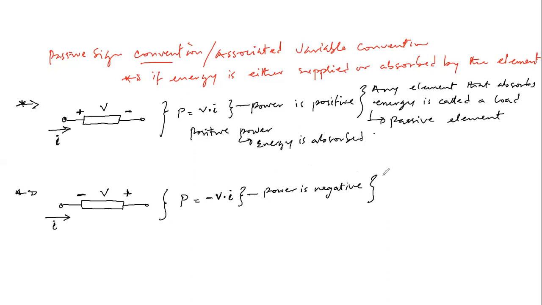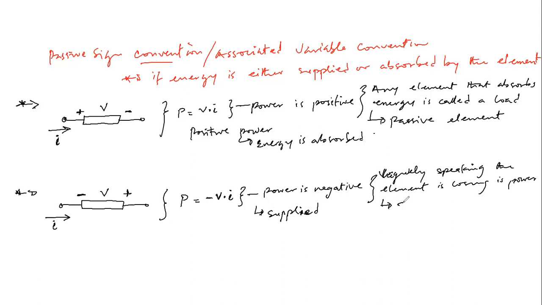So let's say, vaguely speaking, the element is losing its power. So it means power here is supplied to the circuit by the element. Such an element is called a source. It gives power, and we call such elements active elements. So we're talking about sources, and we're talking about a few examples of passive and active elements.